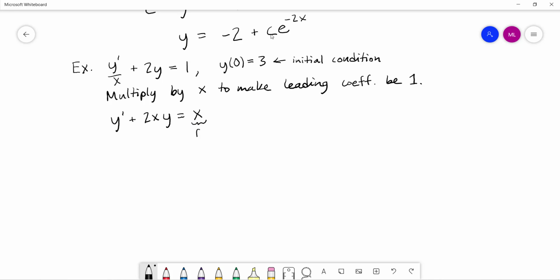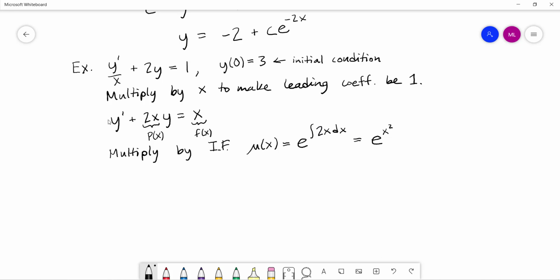Again, this plays the role of our f of x, and this term right here will play the role of our p of x. So now we need to find our integrating factor, which is going to be mu of x equals e to the integral of p of x. And what is our p of x? 2x dx. And so in this case, we wind up with an integrating factor of e to the x squared. When I integrate 2x, I wind up with x squared.